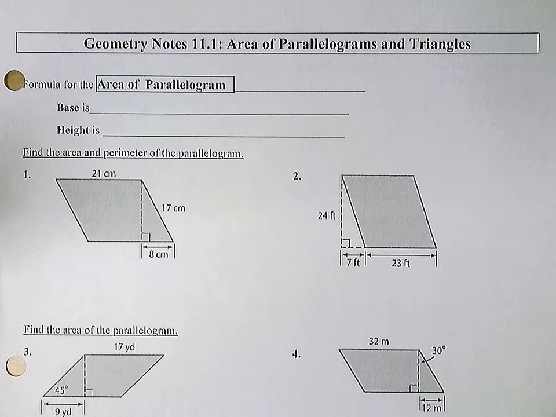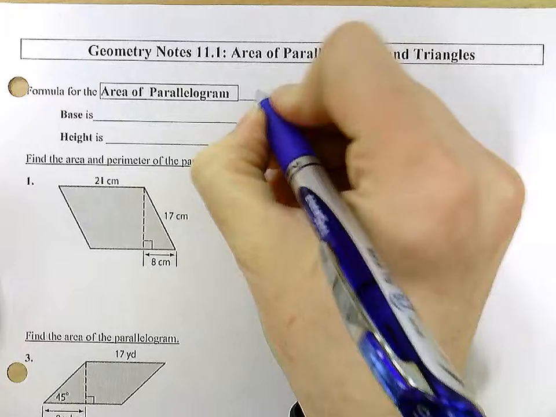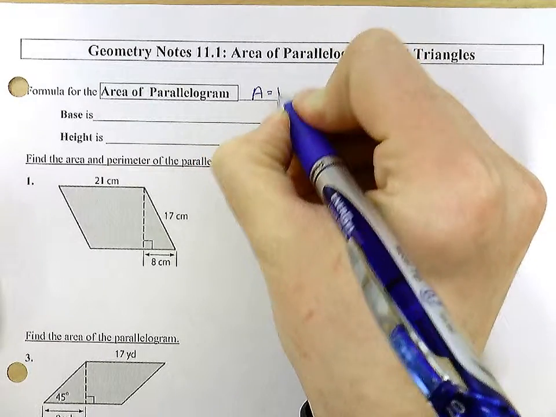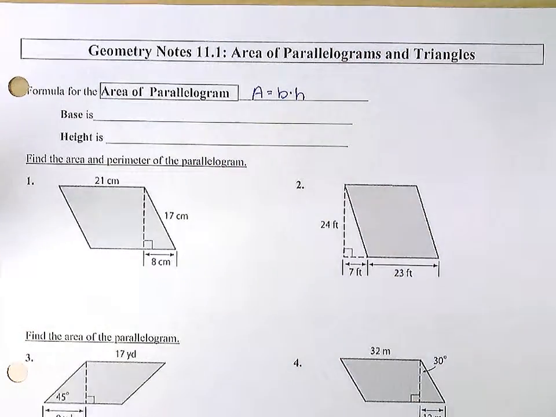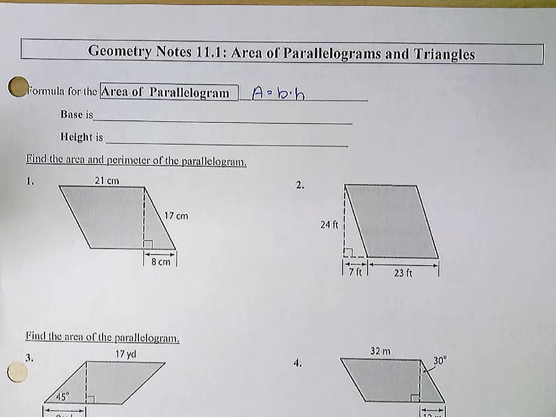So you may have seen these formulas before, but we still want to re-go over them. Okay, so first one we're going to go over is area of a parallelogram. Okay, so the formula for that, your area is going to be equal to the base times the height. Okay, so your base length times your height length.